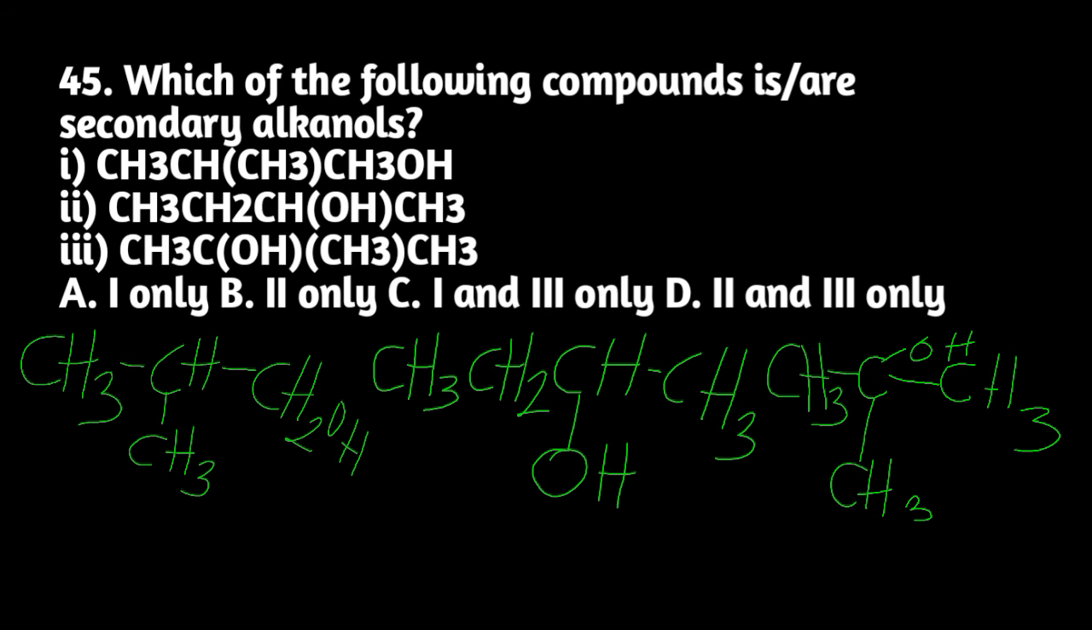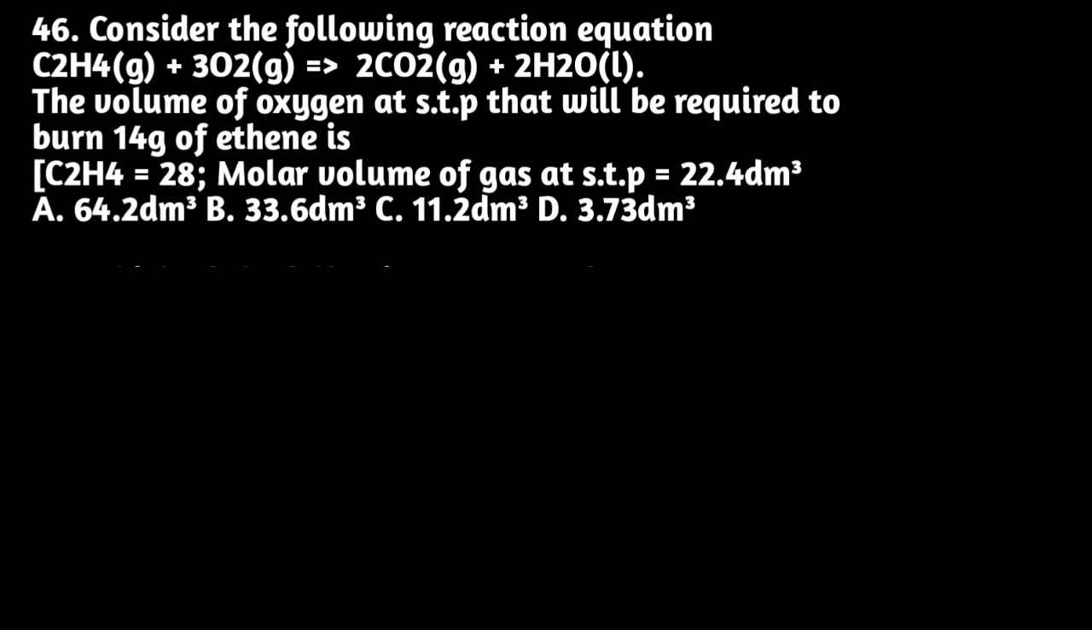Question number 46. Consider the following reaction equation. The volume of oxygen at STP that will be required to burn 14 grams of ethene is dash. Look over here. 1 mole of ethene requires 3 moles of oxygen to produce 2 moles of carbon(IV) oxide. Our comparison is on the ethene and oxygen at STP.